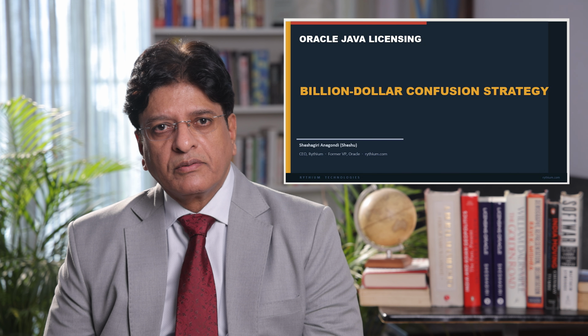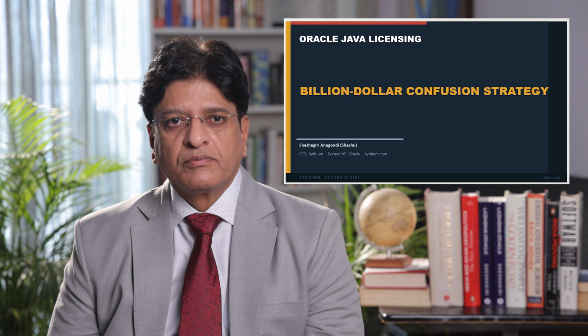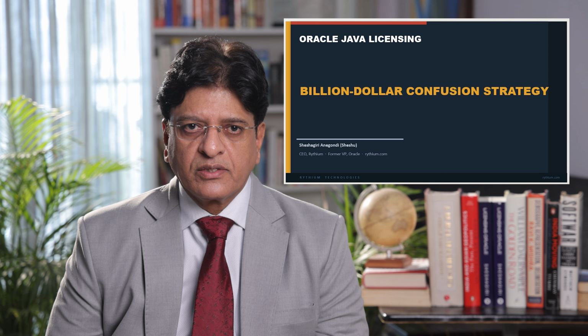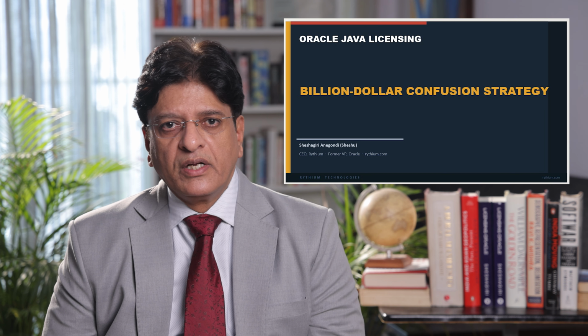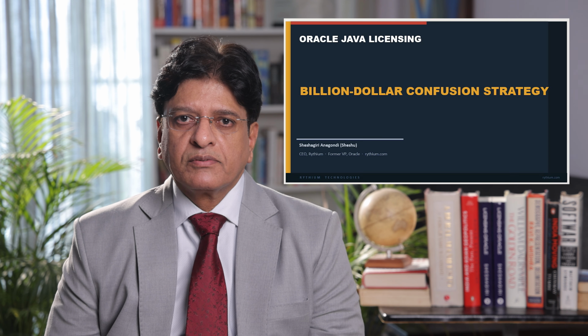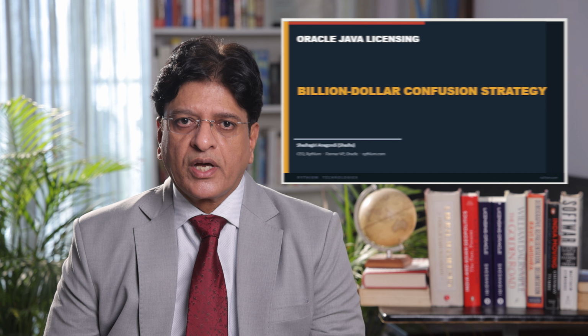That phrase there, confusion strategy, is deliberate. Oracle's Java licensing is not complicated by accident. Every layer of complexity serves the same purpose: to make the bill larger and harder to challenge. Java was free, correct? And then Oracle changed the rules.